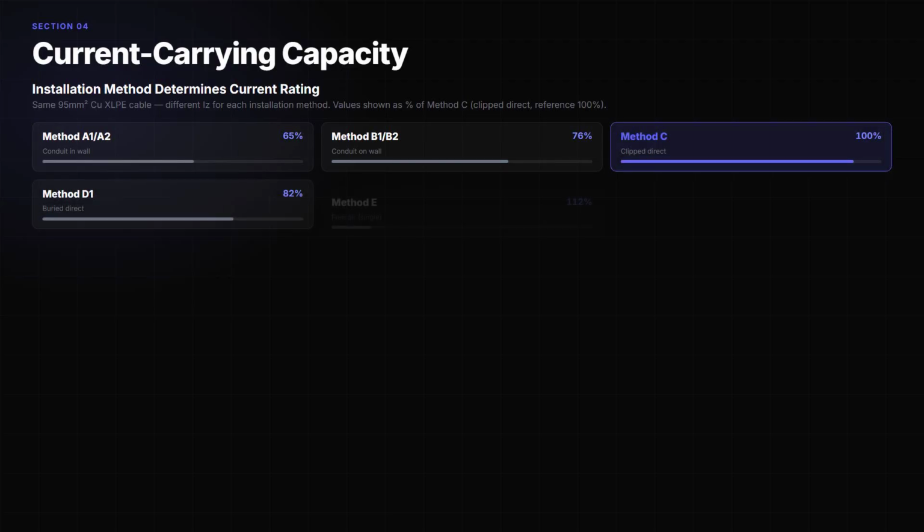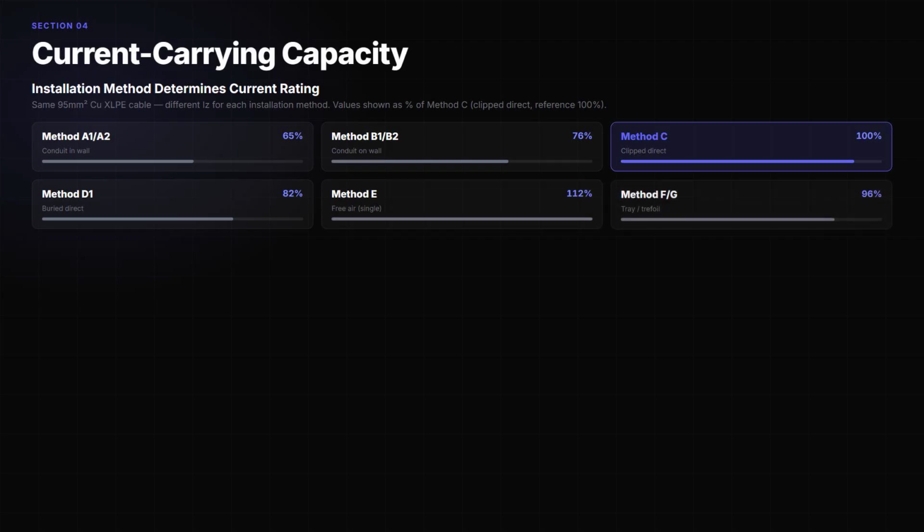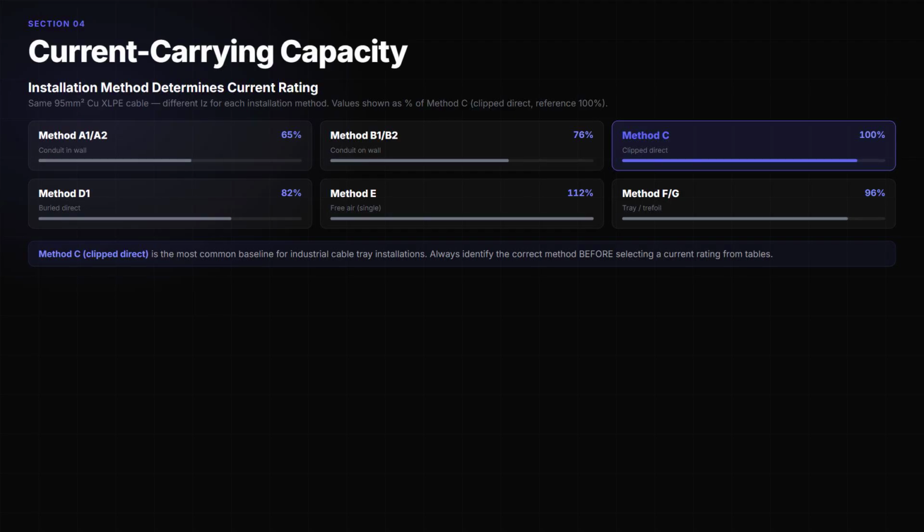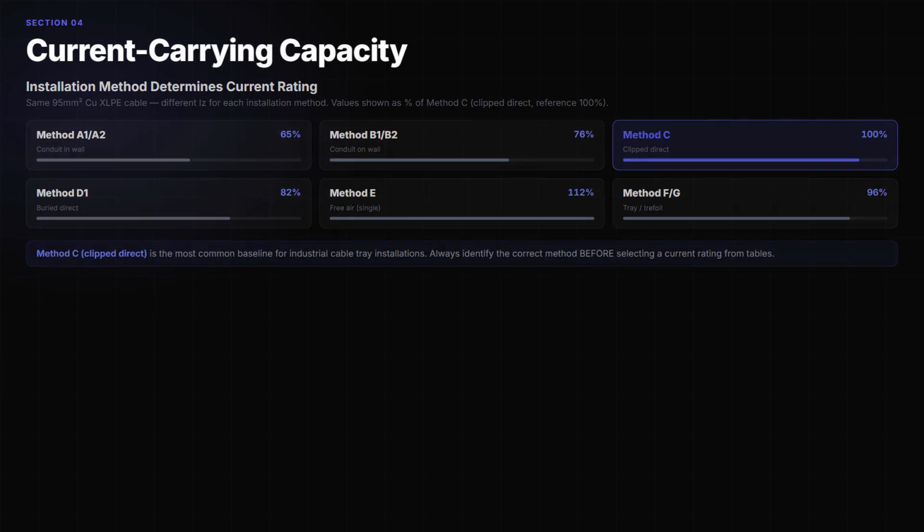The keyword is reference conditions. Standards such as IEC 60364 and AS/NZS 3008 publish current ratings assuming an ambient air temperature of 30 degrees, a single isolated circuit, no neighboring cables, and standard soil conditions for buried cables. Change any of these conditions, and the tabulated rating no longer applies directly. It must be corrected. The installation method has one of the largest effects on current rating. A cable clipped to a wall in free air dissipates heat efficiently.